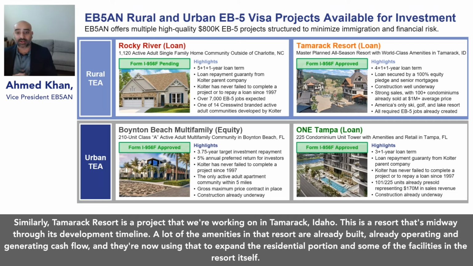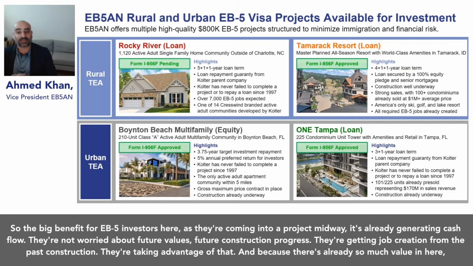Similarly, Tamarack Resort is a project that we're working on in Tamarack, Idaho. This is a resort that's midway through its development timeline. A lot of the amenities in that resort are already built, already operating and generating cash flow, and they're now using that to expand the residential portion and some of the facilities in the resort itself. So the big benefit for EB5 investors here is they're coming into a project midway. It's already generating cash flow. They're not worried about future values, future construction progress. They're getting job creation from the past construction. They're taking advantage of that.